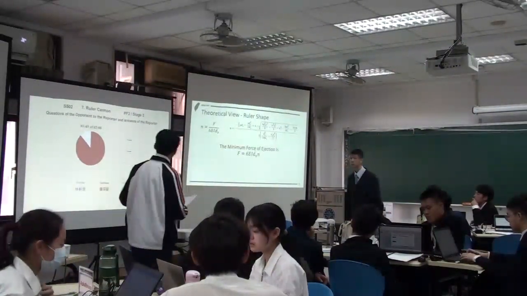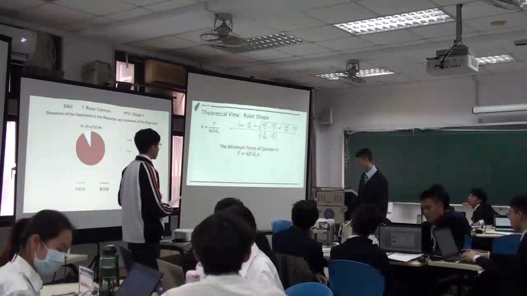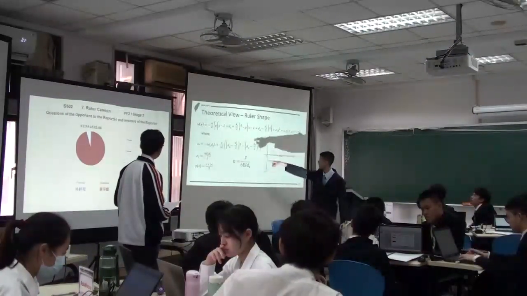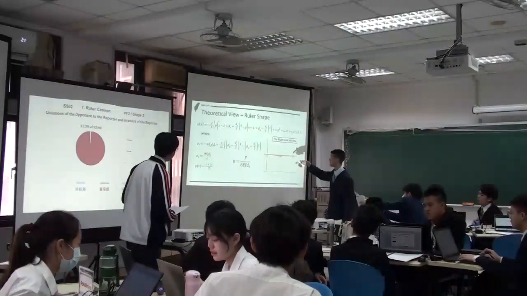And I wonder what you mean by this symbol of n. So what is n exactly? Oh, n is a symbol we solved in the ruler shape. Everything we know is in this ruler shape.